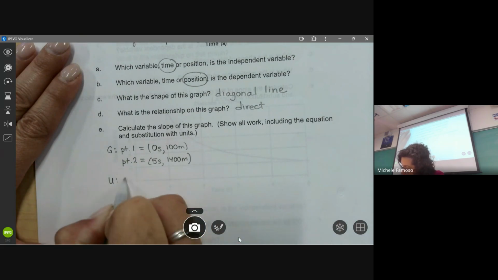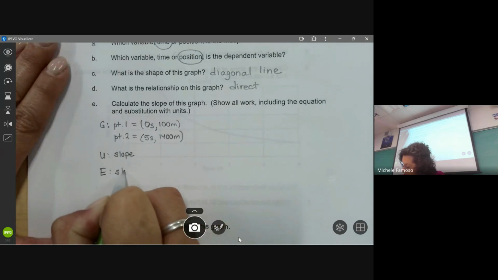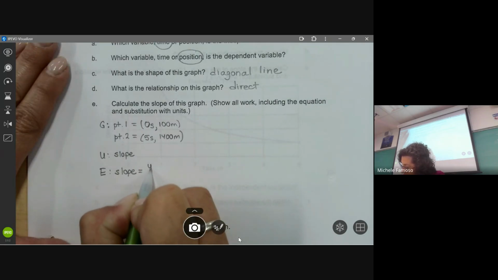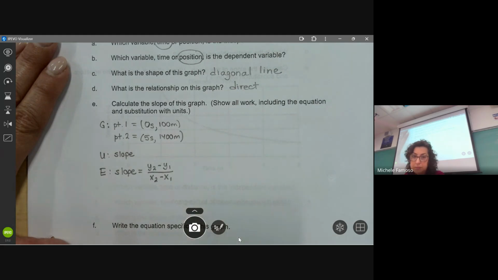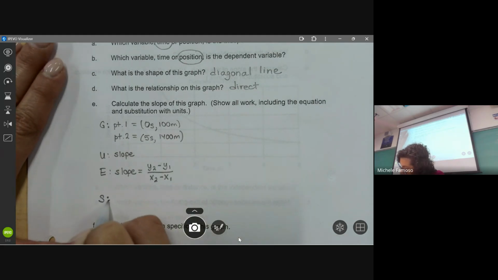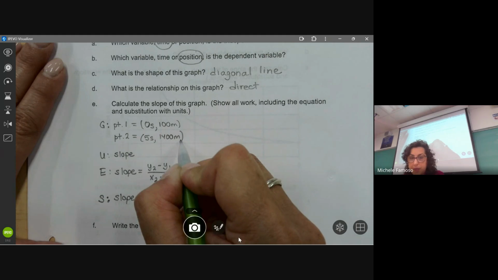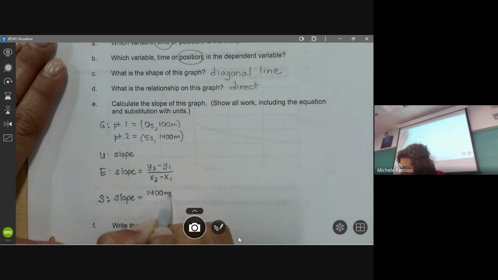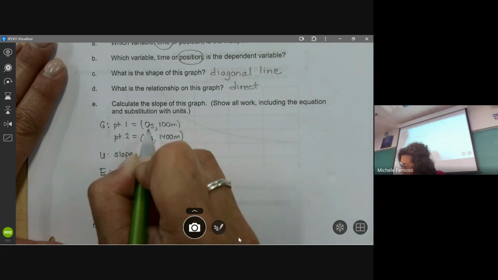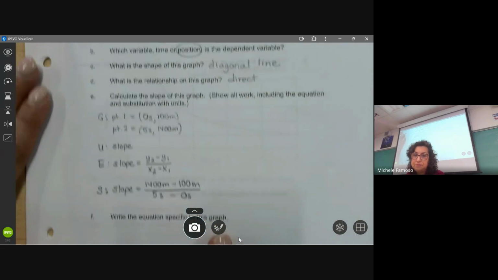Now, what is the unknown? It is the slope. What is our equation for the slope? We just wrote it on our reference table. That slope is y2 minus y1 all over x2 minus x1. Now I'm going to do my substitution with the units. So the second y coordinate is 1,400 meters. My first y coordinate is 100 meters. My second x coordinate was 5 seconds. My first x coordinate was 0 seconds.